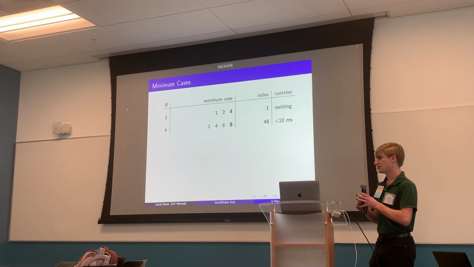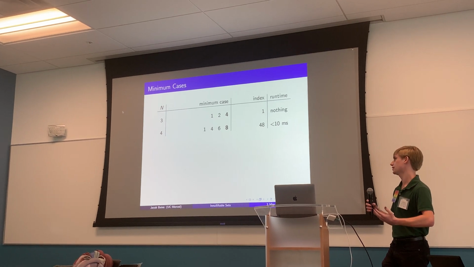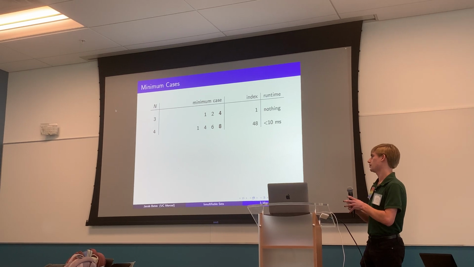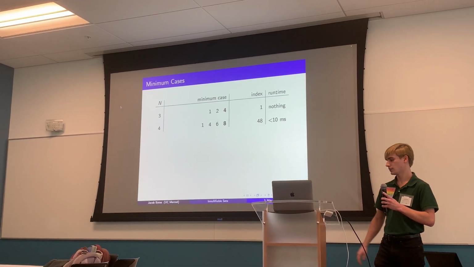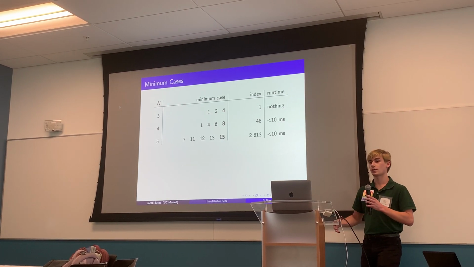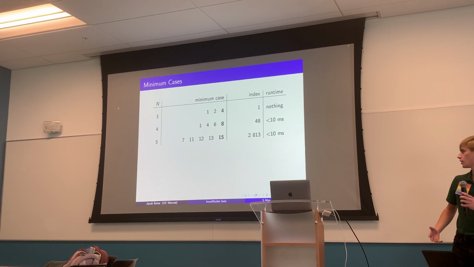So these are the big results that I have to show you today. They're the minimum cases for varying set sizes. The 3 case is pretty trivial. The 4 case I was able to work out on paper. The 5 case, I actually had to write a computer program to find. I'll tell you more details about that later.